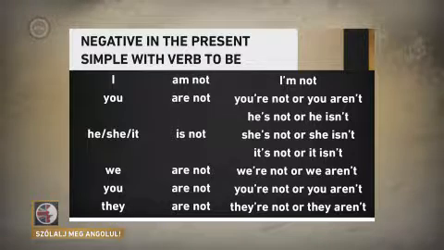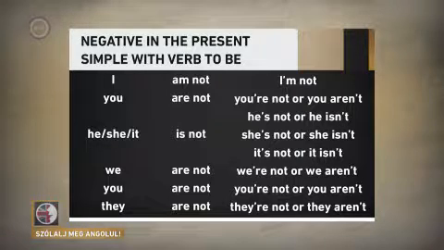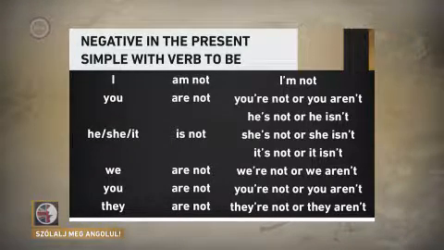Last lesson, we also looked at the negative version too. I am not, I'm not. You are not, you're not, or you aren't. He, she, it is not. He's not, or he isn't. She's not, or she isn't. It's not, or it isn't. We are not, we're not, or we aren't. You are not, you're not, or you aren't. They are not, or they aren't.